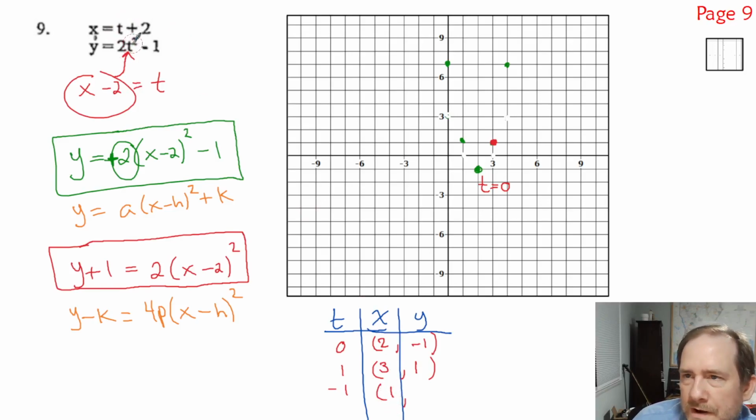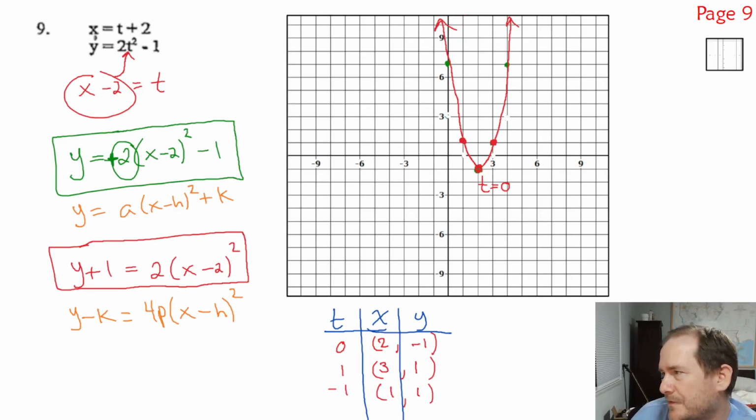And at negative 1, I get 2 minus 1 is 1 for y. Oh, would you look at that? It's the other point that I already knew. So I don't care how you generate your graph. Just make sure you know how to generate it one way or the other. But there's my parabola.